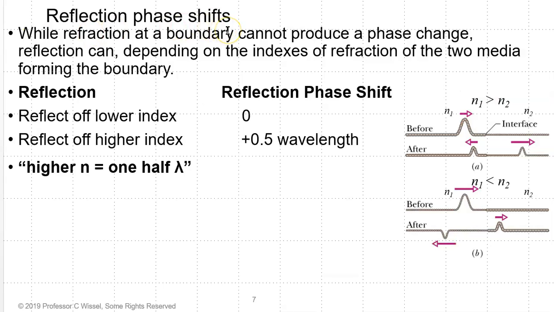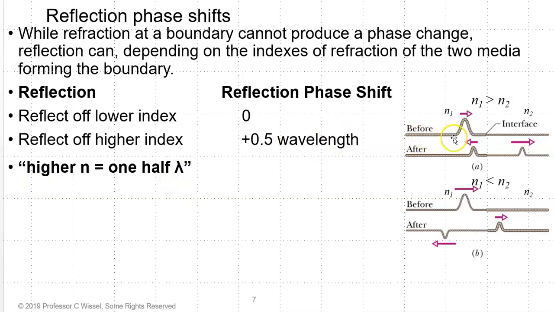Now, refraction at a boundary cannot produce a phase change. Reflection can. It depends on the indices of refraction of the two media forming the boundary. If you are reflecting off a lower index, there is no phase shift. If you're reflecting off a higher index, there's a 1/2 wavelength phase shift. And the way to remember that is higher n equals 1/2 lambda. So higher n equals 1/2 lambda.